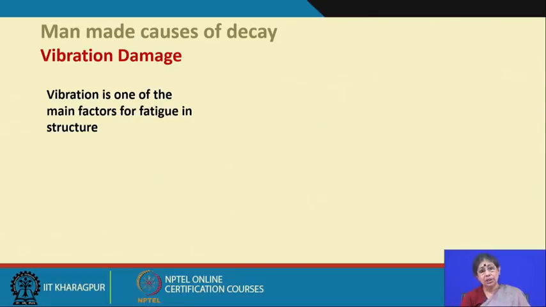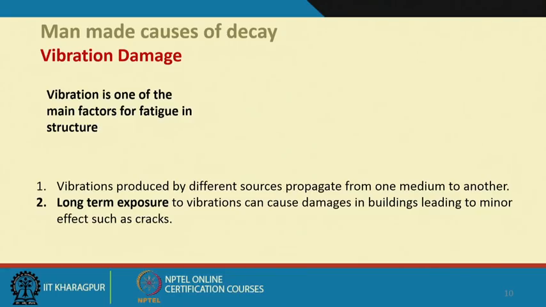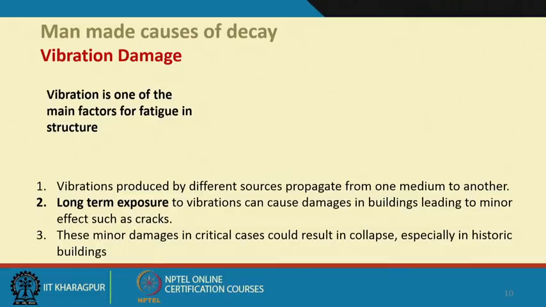Another is vibration damage. Vibration damage is one of the main factors for fatigue in structures. Even slow vibration produced by different sources propagates from one medium to another. It can be the continuous movement of cars, heavy traffic, or railway lines. Long-term exposure to that can cause damage and affect the cracks. There can be minor damage, and in critical cases it can result in collapse, especially in historic buildings.